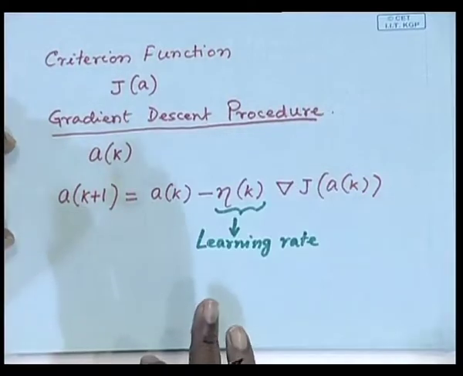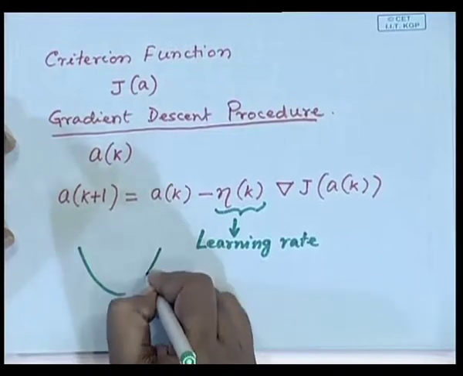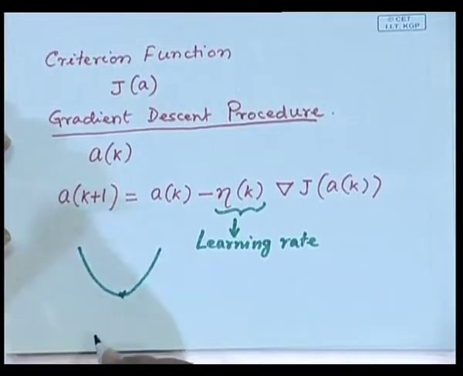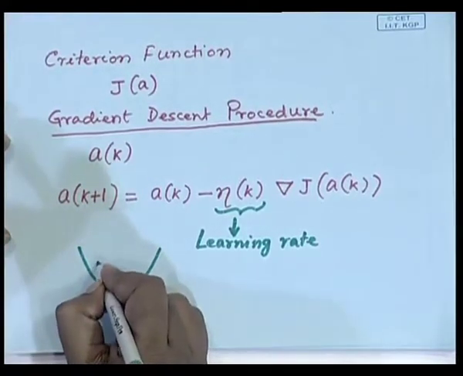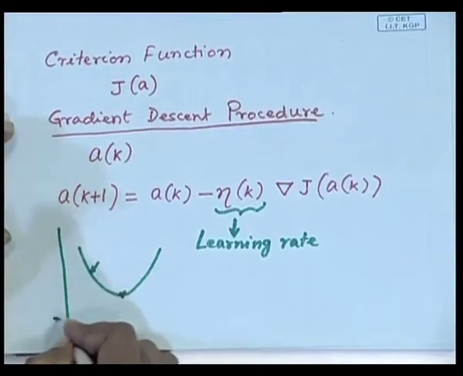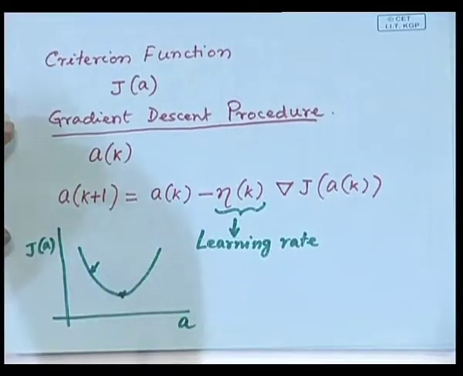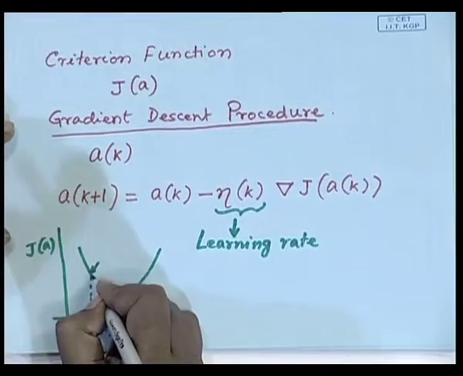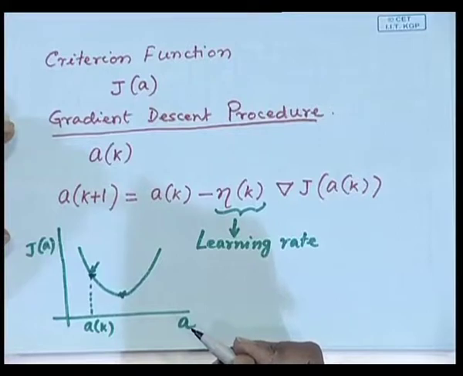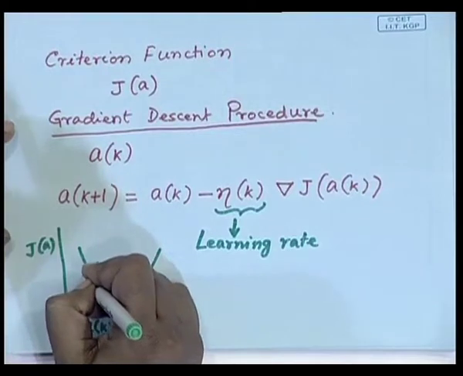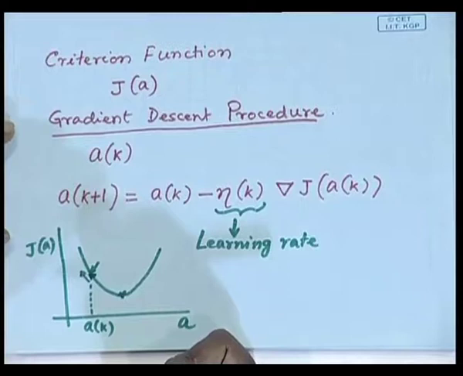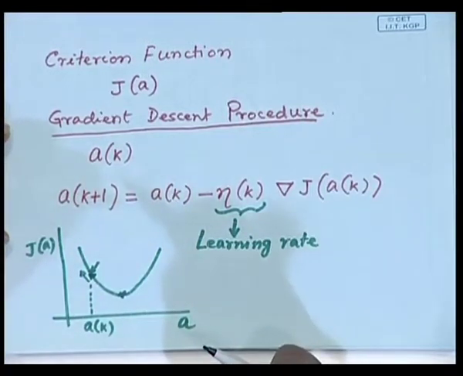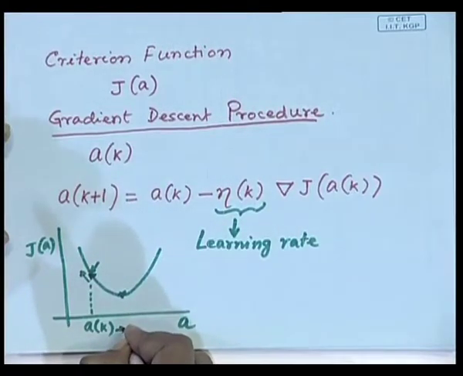So, what does this procedure mean? Suppose I have a criteria function, something like this. This is the point where it is minimum. Suppose in the kth instant, whatever value of A_k I have, the criteria function is somewhere over here. So, this is J(A) with respect to A. At the kth iteration, suppose this is my A_k and the value of the criteria function is J(A_k). If I take the gradient of this, the gradient will increase in this particular direction. So, what I am doing is moving A_k in a direction which is negative to the gradient. That means, I am moving A_k in this particular direction.